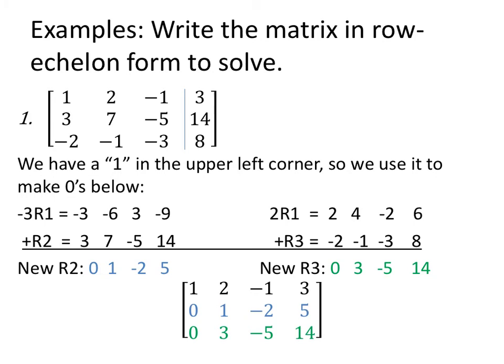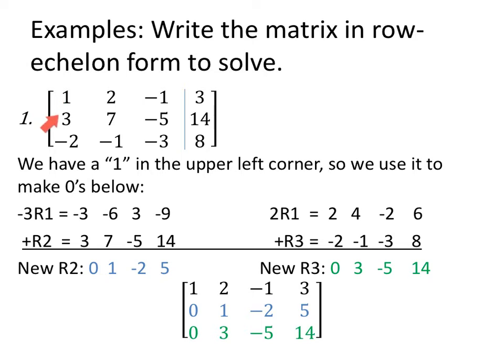So let's do an example. We're going to write the matrix in row-echelon form in order to solve it. So we're given this matrix, and it corresponds to some system, and it has x, y, z, equal sign, constant terms. Our goal is always to have a 1 in the upper left-hand corner. That's our first step every single time.